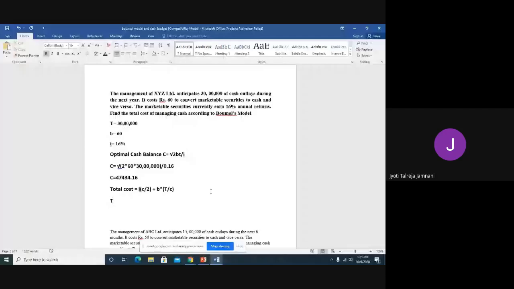So total cost is equal to, first is I, which is 0.16. We have to multiply it with C by 2. C we found as 47,434.16 divided by 2. To this we'll have to add the transaction cost. So the value of B is 60 rupees. So 60 into T divided by C. T is 30 lakhs divided by the value of C, 47,434.16.